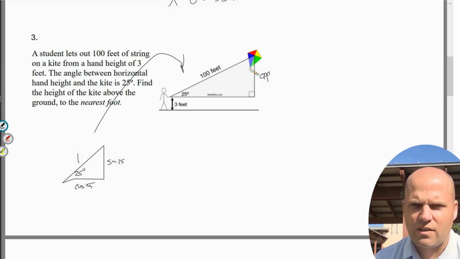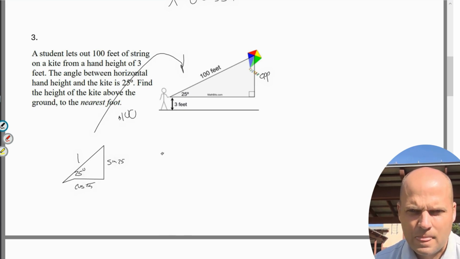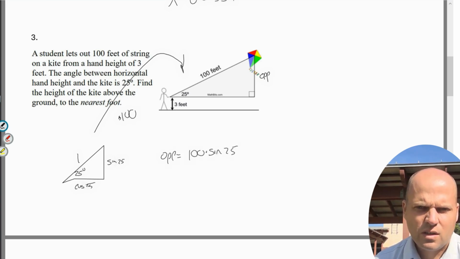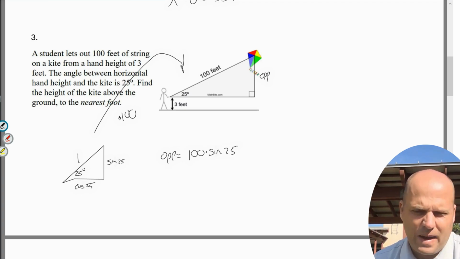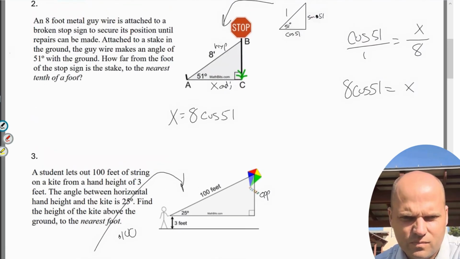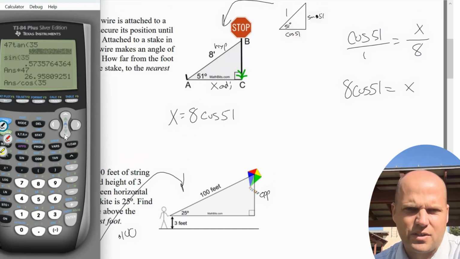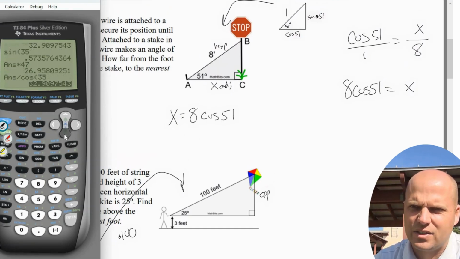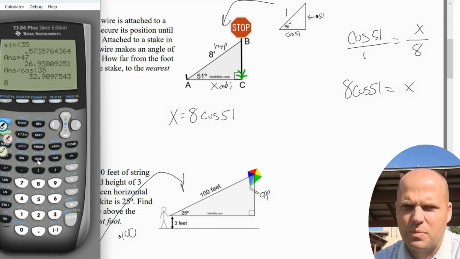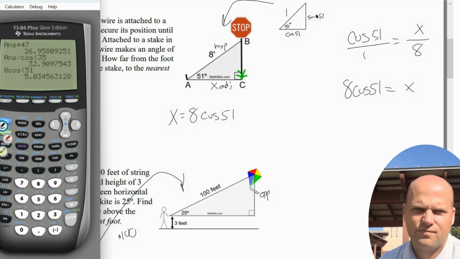We can see we're scaling things by 100. So the height, or the opposite side length, would be 100 times the sine of 25. And that is my answer. I didn't plug the previous one into my calculator because we need to be cool with not plugging it into our calculator. That's the answer, and you would be able to get the answer by plugging that into your calculator.